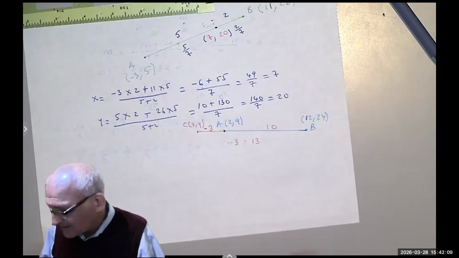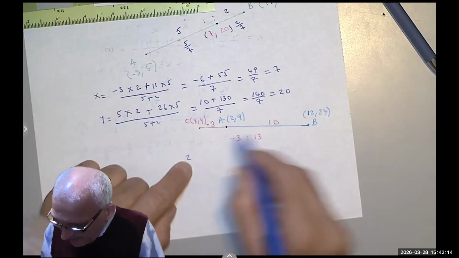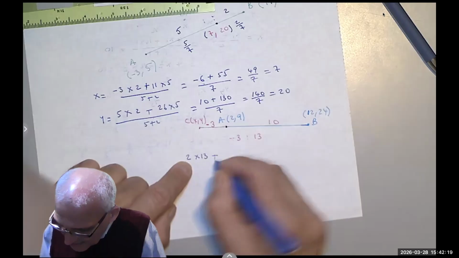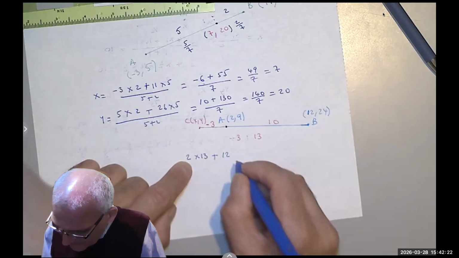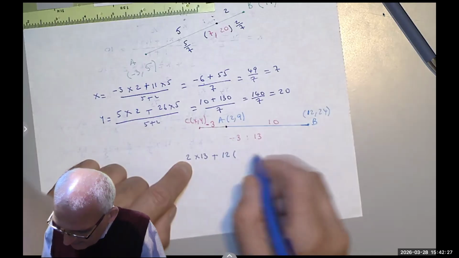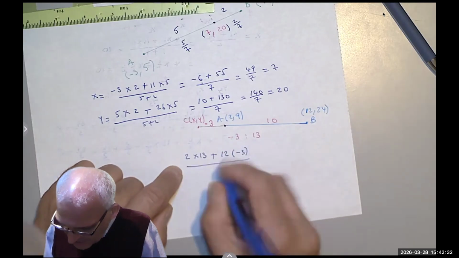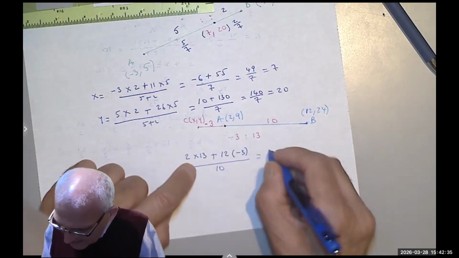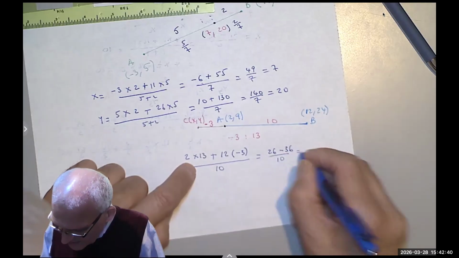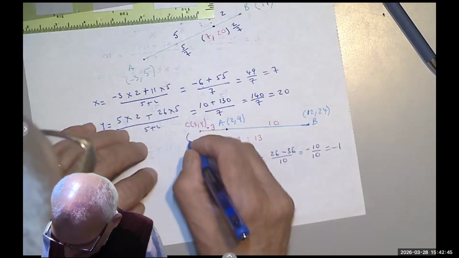Let's see if that makes sense. I'm going to take the coordinate of the first point, which is 2, multiply it by 13, and take the coordinate of the second point, which is 12, and multiply it by -3, which is the first thing. And then I divide by the sum, which is 10. So I will get 26 minus 36 over 10 equals -10 over 10 equals -1. So the x here is -1.